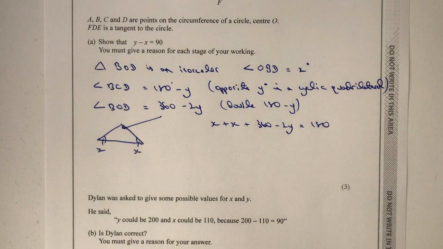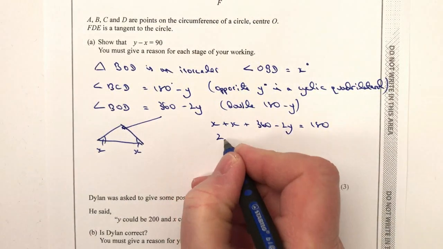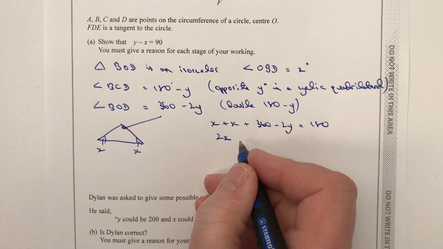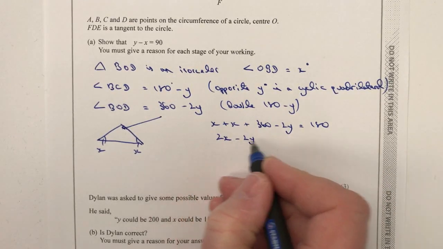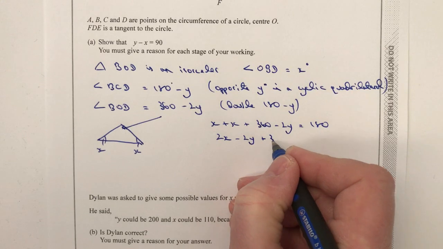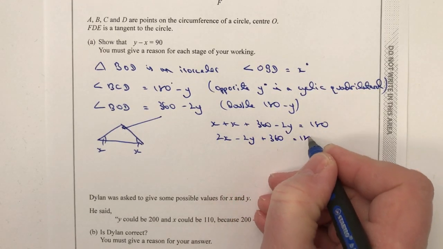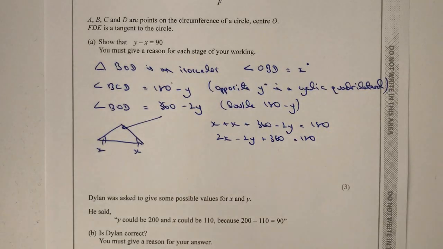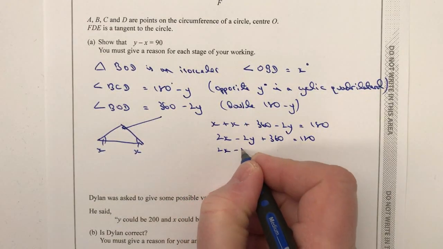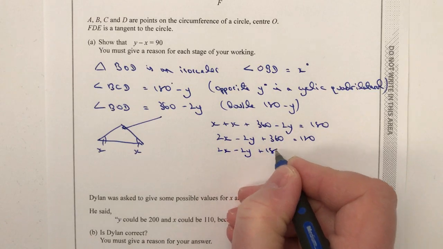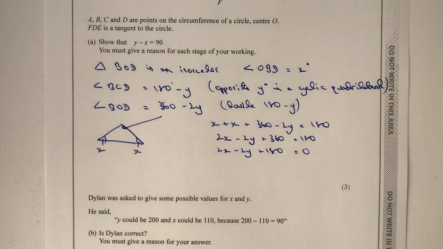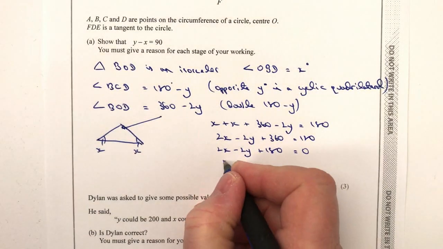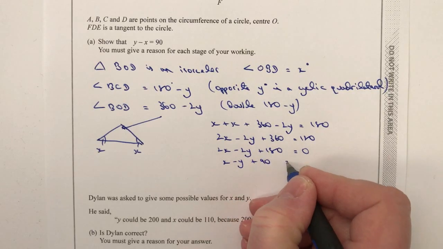Okay, and basically now it's a case of just tidying this up. If I tidy this up, I've got 2x, and that's minus 2y. I'm going to put those two terms together, and then plus 360 equals 180. If I take 180 away from both sides, I end up with 2x minus 2y plus 180 equals 0. Then if I divide through by 2, I get x minus y plus 90 equals 0.